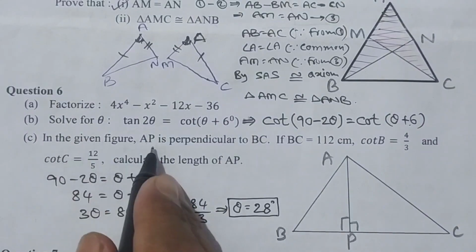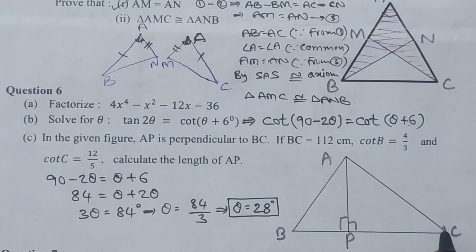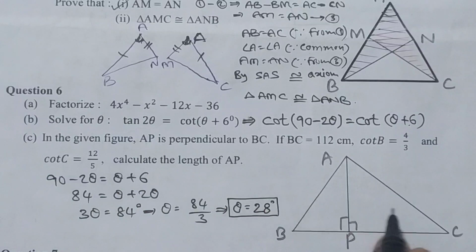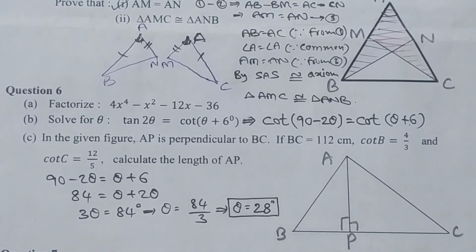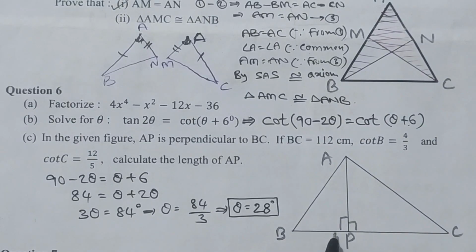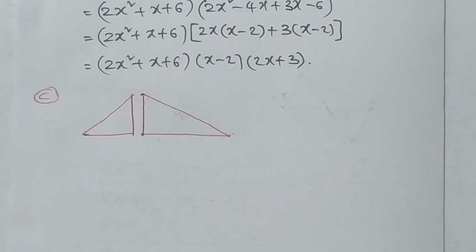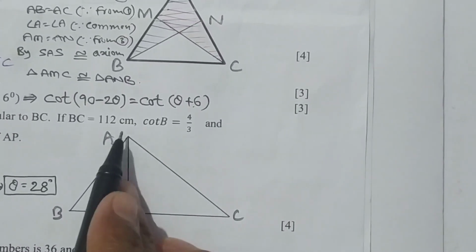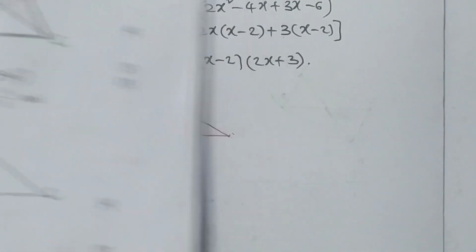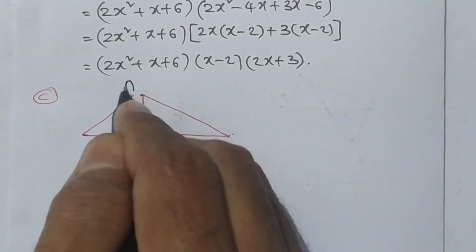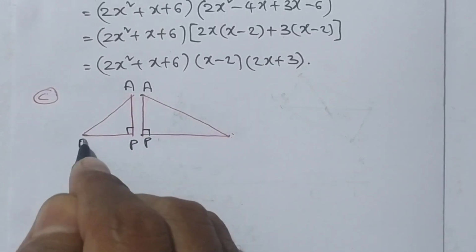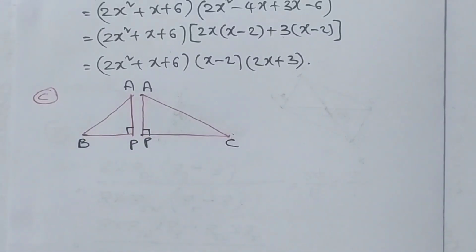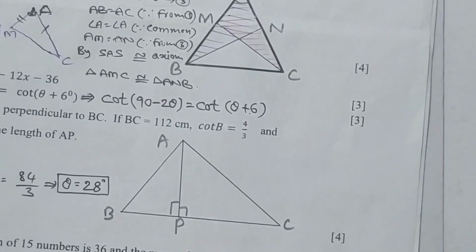Now let us see C bit. In the given figure, AP is the perpendicular to BC. If BC is 112, cot B is 4 by 3 and cot C is 12 by 5, calculate the length of AP. It should be separately solved. Now let us copy the same diagram in a separate sheet. See here, this ABC along with this P I have done separately like this. Here this is A, here P, here also A, this is also P, and here is B, here is C.